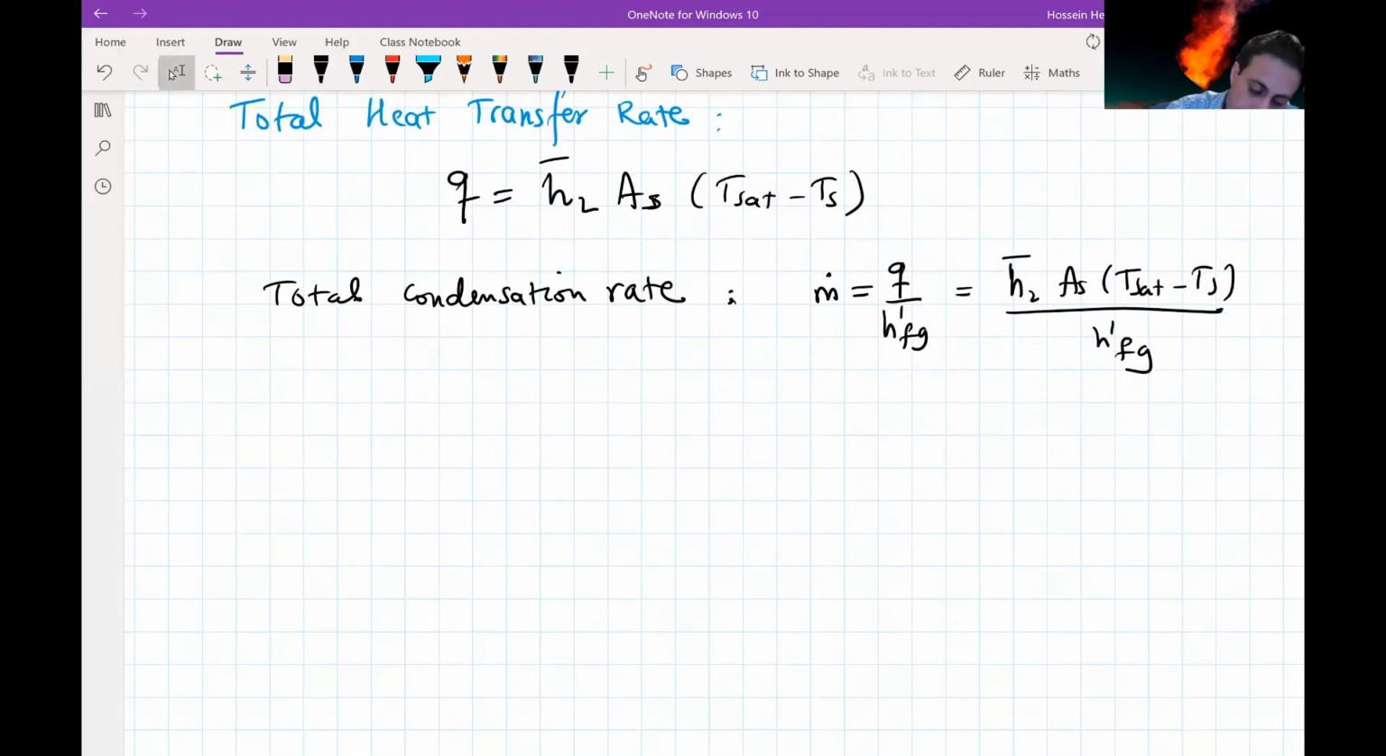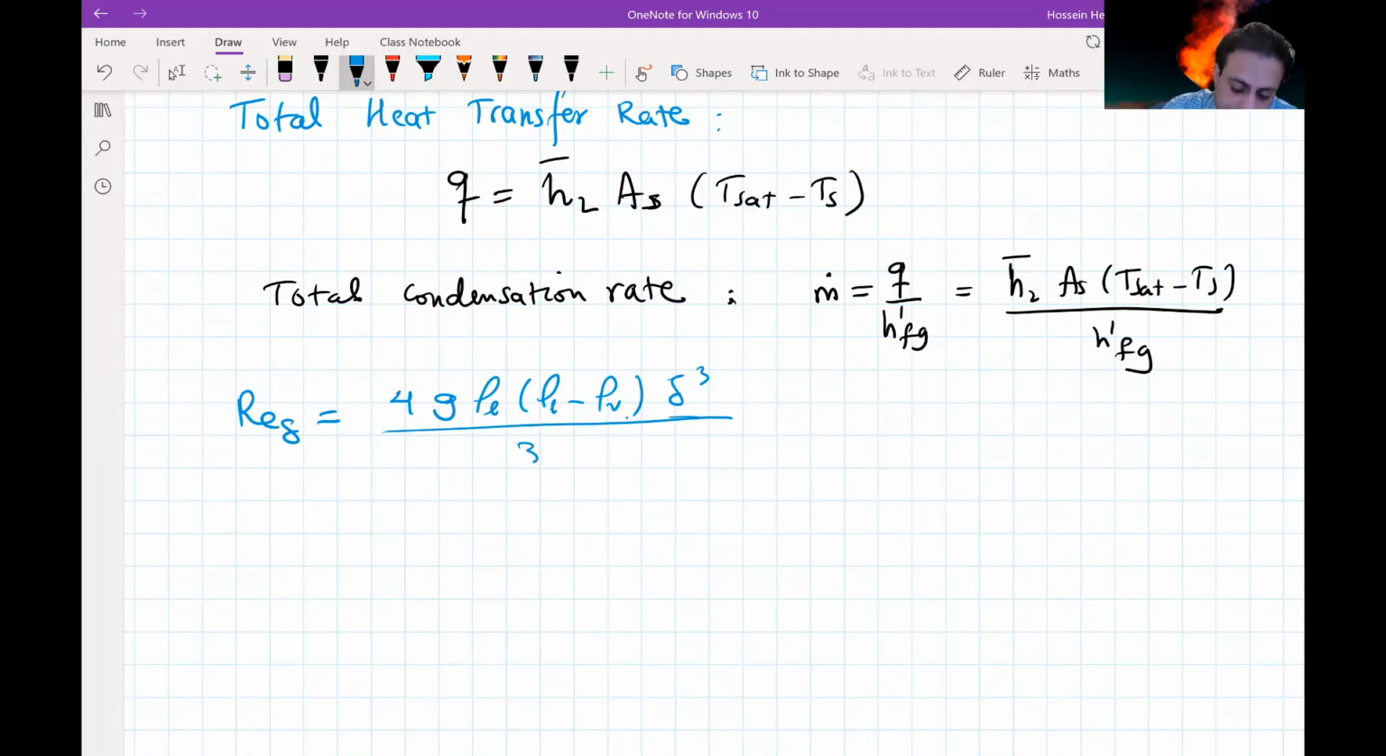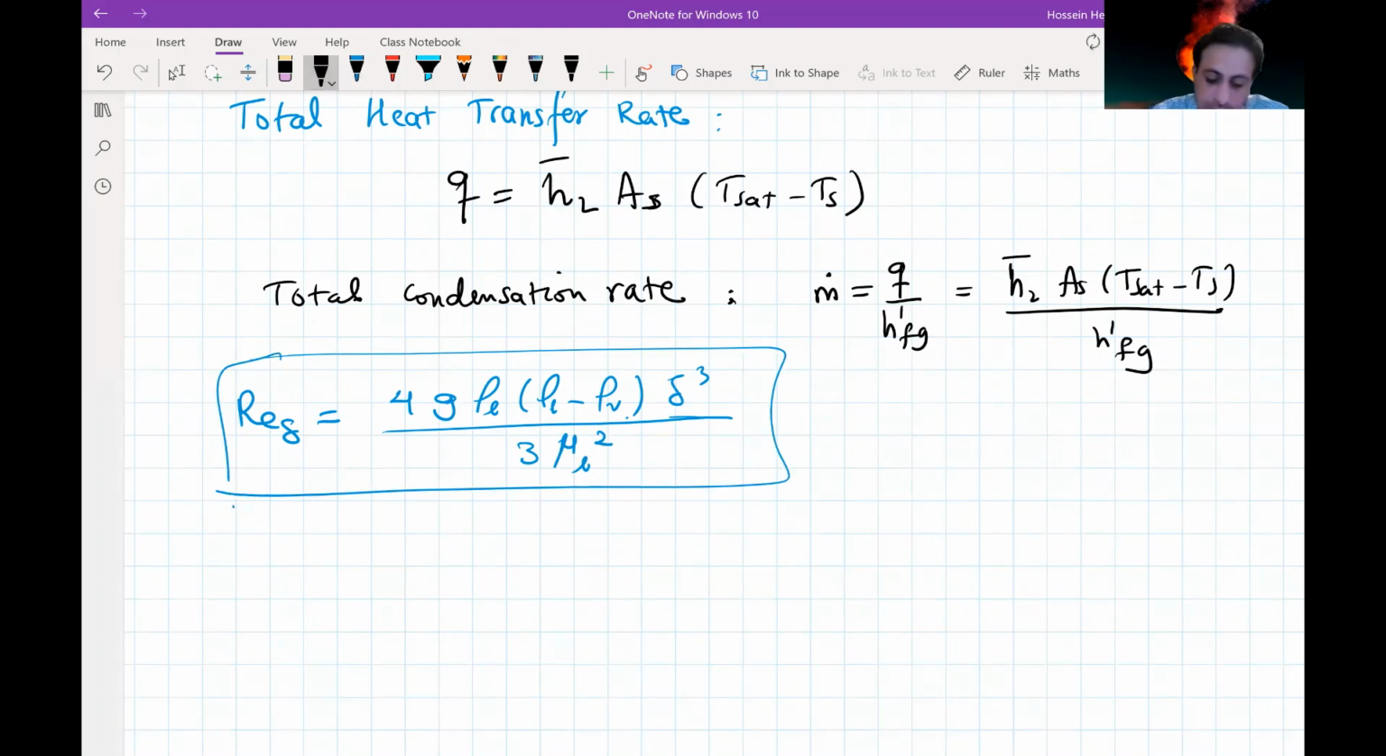Now, through the analysis done by Nusselt and the relationship that was found for delta, we can define the Reynolds number. The Reynolds number, Re_delta, would be 4 g ρ_L (ρ_L − ρ_V) delta^3 divided by 3 μ_L squared. So this is the definition, or the relationship, for the Reynolds number.